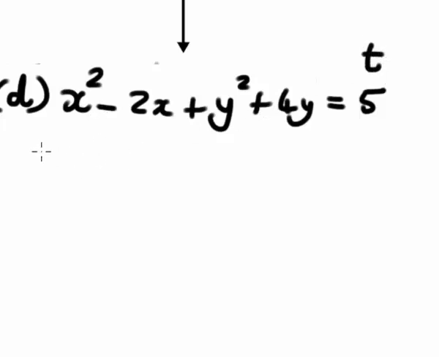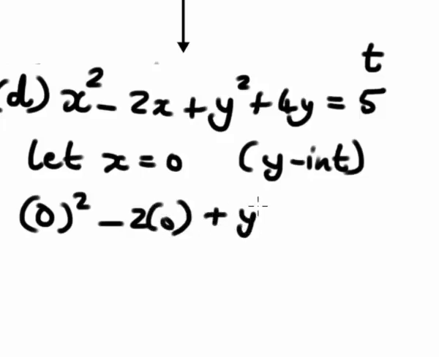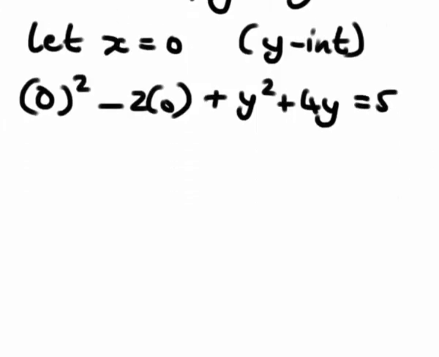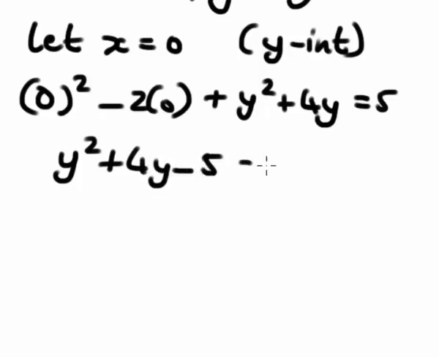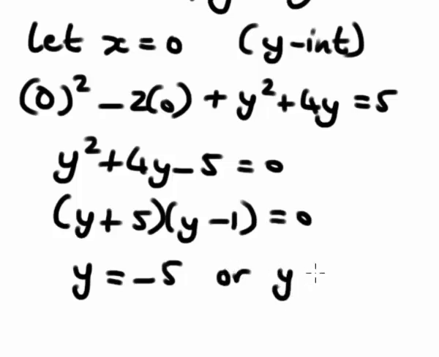Now if we let x be equal to 0, we are going to get the y-intercepts of the graph. So if we let x be 0, that's going to be 0 squared minus 2 times 0 plus y squared plus 4y is equal to 5. The x's vanish, and we've got y squared plus 4y minus 5 is 0. We can then factorize the trinomial, and we've got y is equal to negative 5, or y is equal to 1.